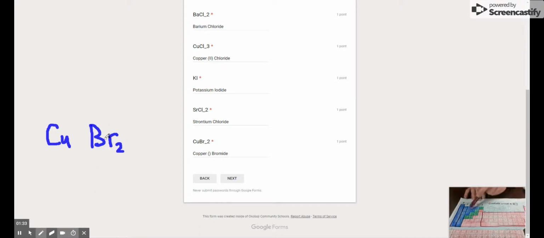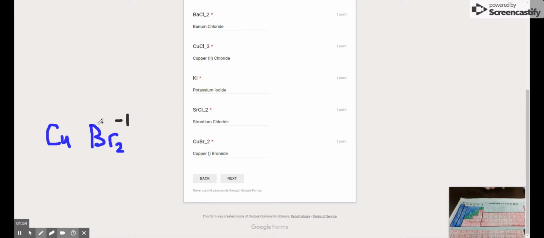So bromide is down here in group 17 or 7A. Okay, that means that it is obviously a nonmetal. And so the charge, if it's in group 7A, is a -1, because it's going to want to gain 1 valence electron, giving it a -1 charge.